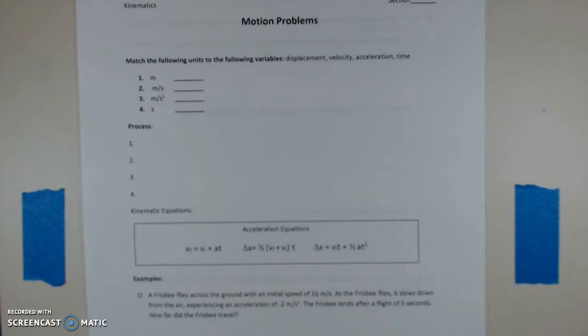All right, so this is going to be the lesson on how to work motion problems. And you should have one of these papers here in front of you, and if you could fill this out as we work, that would be fantastic.